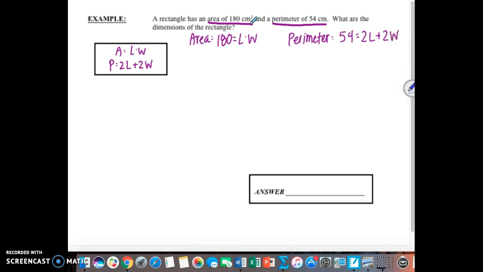So once we get it to this point, we can decide whether we want to use elimination or substitution. Just out of habit, I'm going to use substitution, and I will solve for the L, the length, in the perimeter equation. So to solve for the L, we need to subtract 2W from both sides, and we're left with 54 minus 2W equals 2L. Then we need to divide all 3 terms by 2, so we have 27 minus W equals L.